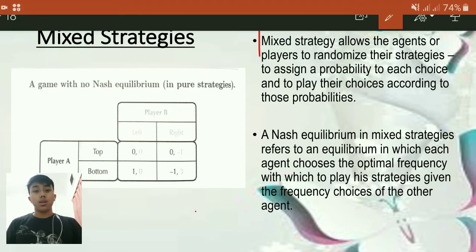So let's talk about the gameplay. If A and B follow the mixed strategies given above of playing each of their choices half the time, then they will have a probability of a quarter of ending up in each of the four cells in the payoff matrix.